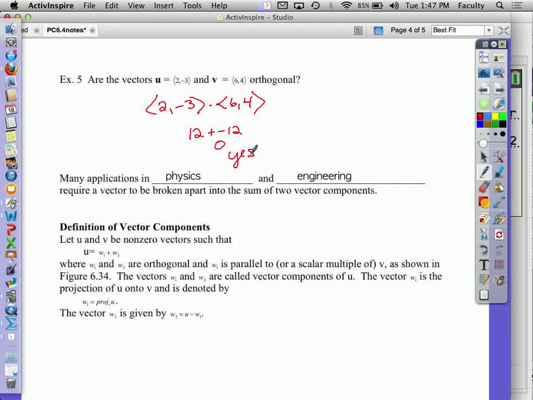All right, many applications in physics and engineering require a vector to be broken apart into the sum of 2 vector components. My son has been doing a lot of work like this in his college physics course, so he's been showing me different things that are really jumping out at me as, wow, that's really important. In order to break them apart, we use this formula for a projection of u onto v, and that's the way that you break it apart.